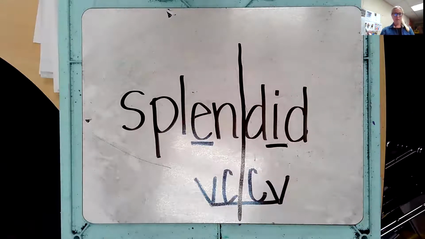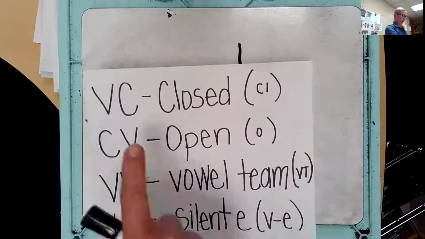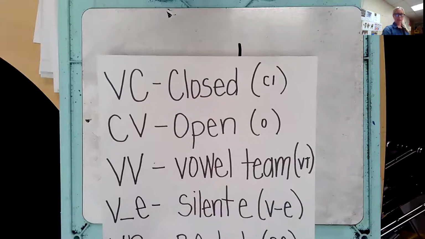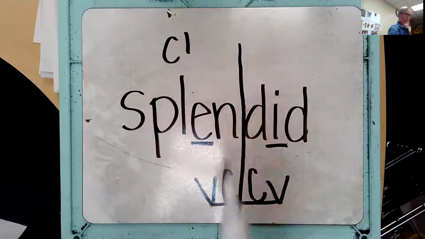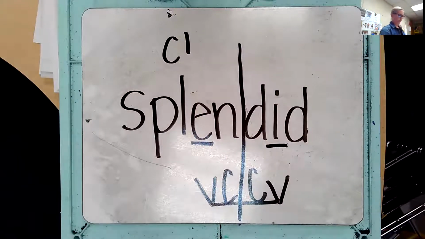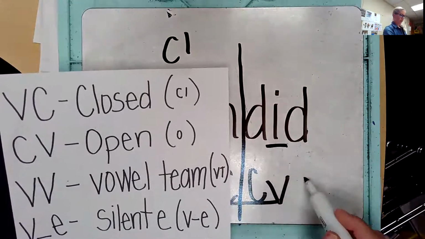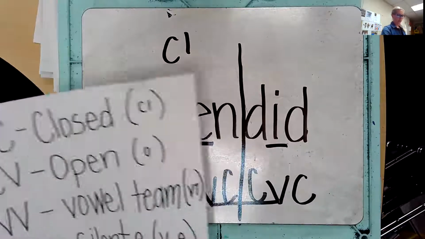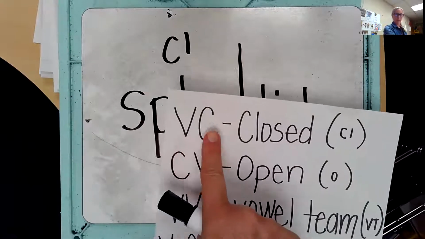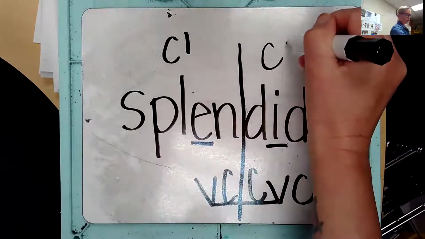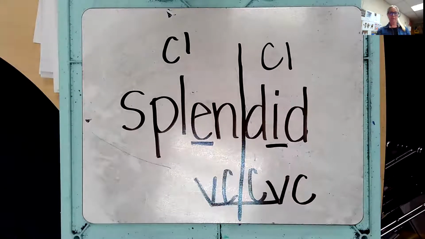Okay, let's take a look. Now we need to mark our syllable patterns. We have a vowel and then a consonant. A vowel, then a consonant, we know that is a closed syllable. Closed syllables have short vowel sounds. Okay, let's look over here. We can mark that C. That'll help us identify it. We have a vowel and then a consonant. Again, a vowel, then a consonant. Closed syllable, short vowel sound.